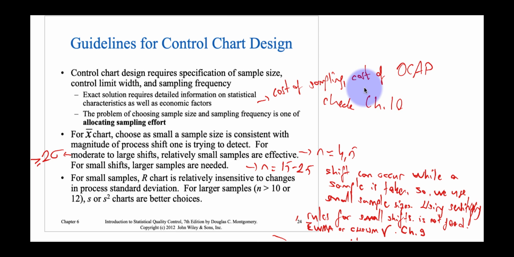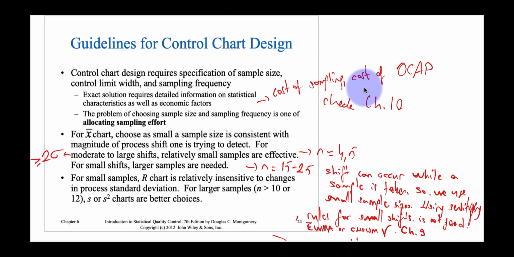Control chart design requires a specification of sample size, control limit width, and sampling frequency. That's right. And there is no exact solution for that. It changes up to the process, the process owner, or the experience of the quality engineers, etc. But we need to consider the cost of sampling and the cost of OCAP. What was OCAP? This was the out of control action plan. Because when we try to eliminate assignable causes and when we take samples from the process, there are associated costs for that. So we need to consider them.